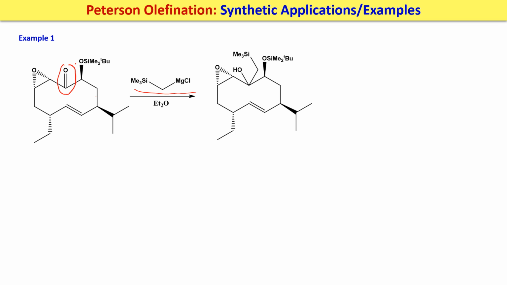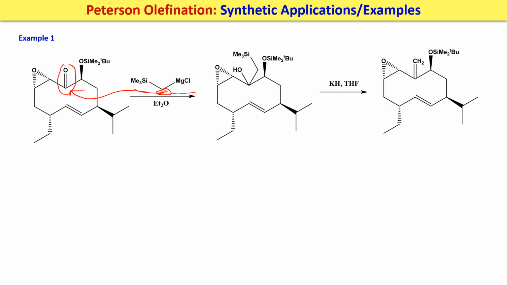This is the carbonyl where this Me3SiCH2MgCl reagent will attack. As we have an organometallic compound here, there will be some carbanion type of character at this carbon, and it will attack this carbonyl carbon. So there will be formation of this beta hydroxysilane compound, and in presence of base, there will be removal of the OH group and the SiMe3 group, and in this position you will get a newly generated C=C double bond.